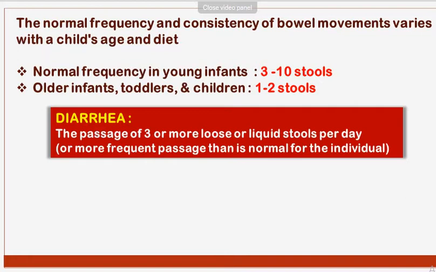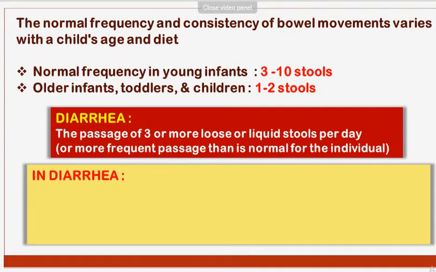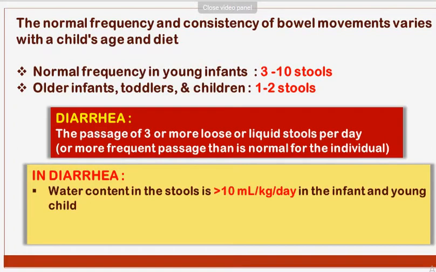In older infants and children, 1 to 2 stools is normal. So if it is more than 3 and of loose or liquid consistency, regard this as diarrhea. Diarrhea is an increase in frequency beyond the normal, associated with an increase in fluidity or decrease in the consistency of the bowel motion. From this we come to the scientific, highly precise definition of diarrhea: the stool water content is more than 10 mL per kg per day in infants and young children.